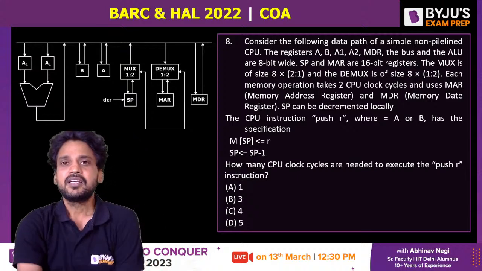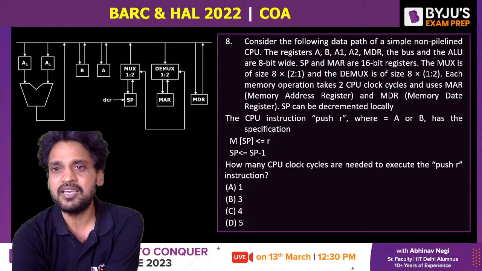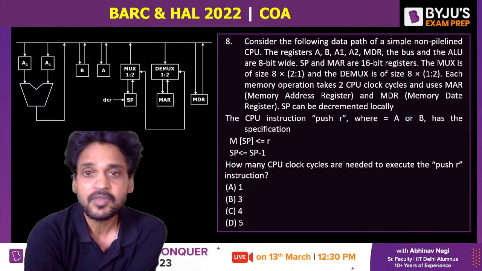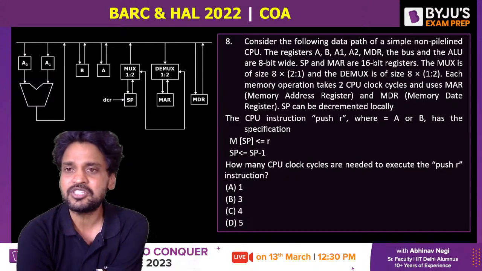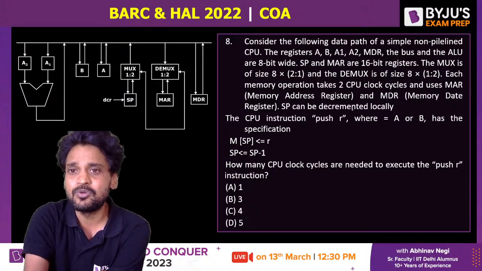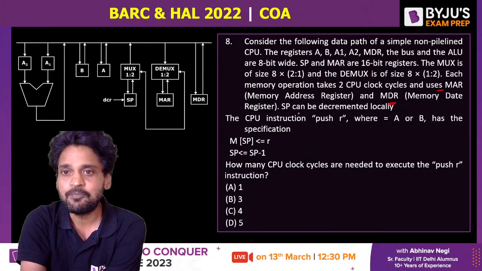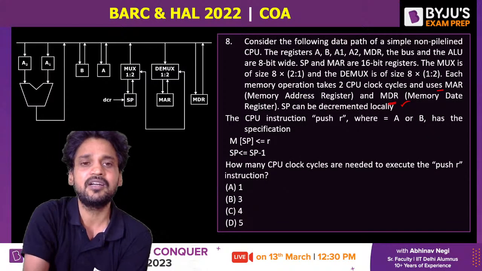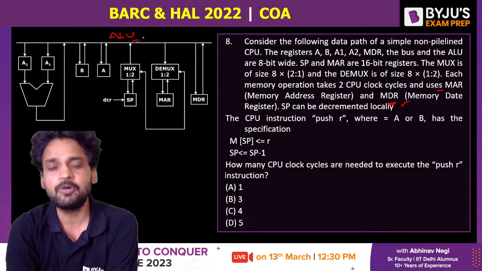Next thing. Consider the following data path of a simple non-pipeline CPU. The registers A, B, A1, A2, MDR, the bus and the ALU are 8-bit wide. The mux is of 8:2:1 and a demux of size 8:1:2. Each memory operation takes two CPU clock cycles and uses MAR and MDR. Stack pointer can be decremented locally. Here he is showing one ALU. Is the ALU visible completely? I hope it is so.